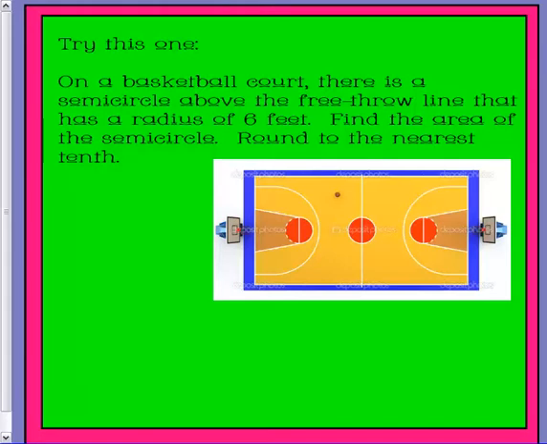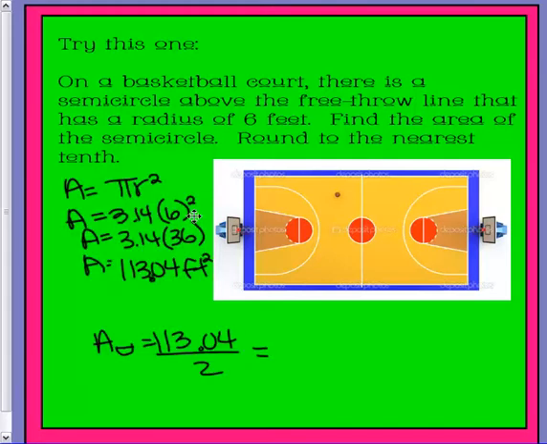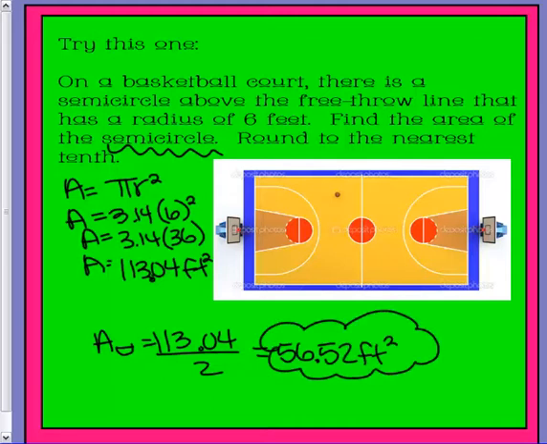All right, here we go. So when I squared the radius, I got 36. I multiplied that by pi, and I got 113 and 4/100ths feet squared. But since it's a semicircle, remember we only want half. So cut that in half, and I get 56 and 52/100ths feet squared. Make sure that you've checked it with a red pen.